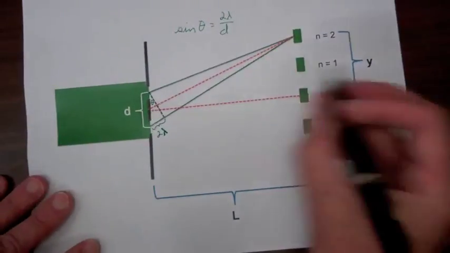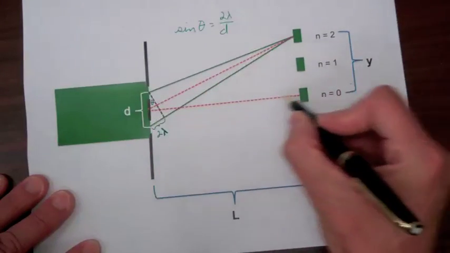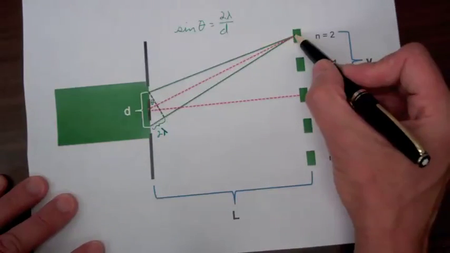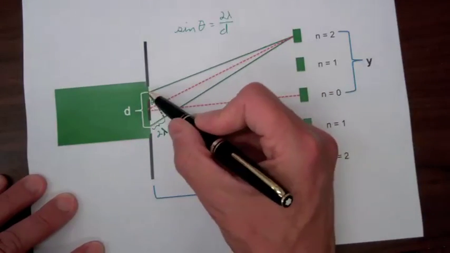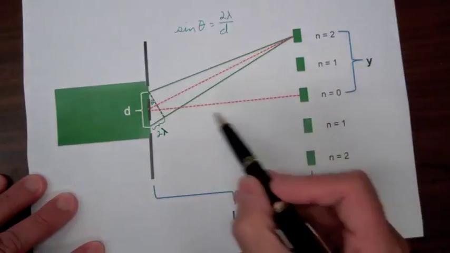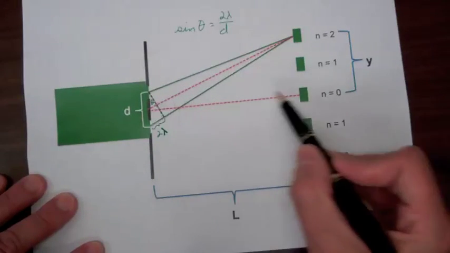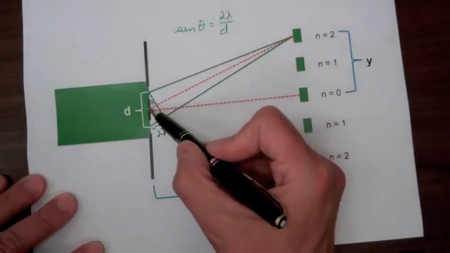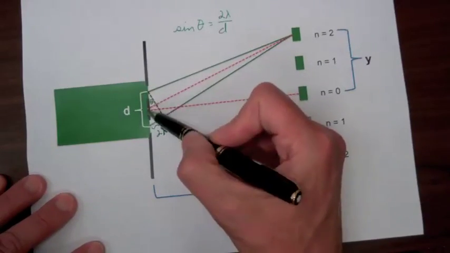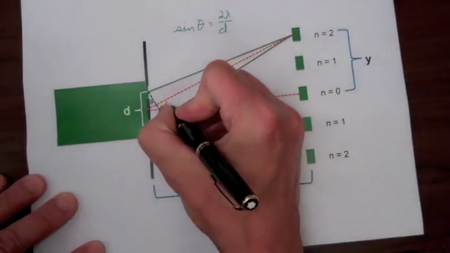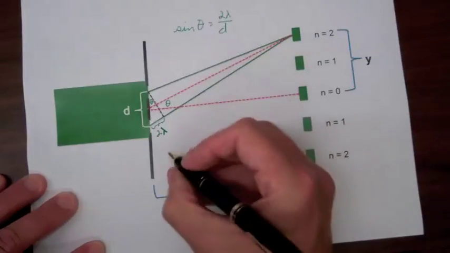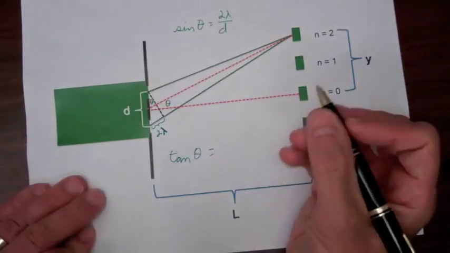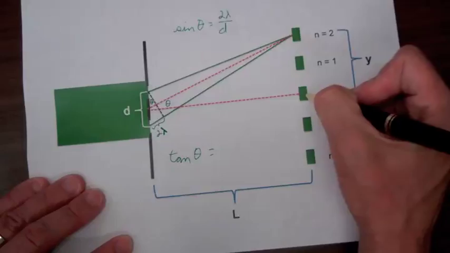Now, if we look at this right triangle, where the hypotenuse is the distance from the midpoint of the slits to the interference fringe we're looking at, we see that this hypotenuse is perpendicular to the line from the center of the slits to the 0 order interference fringe, just as the hypotenuse of our original triangle is perpendicular to the path difference. So this angle here is also theta. Now the tangent of theta is going to be y over L.